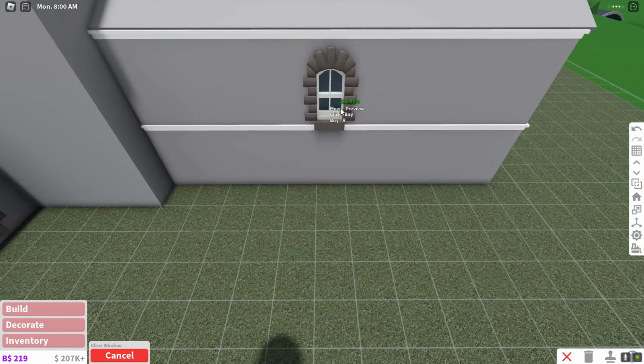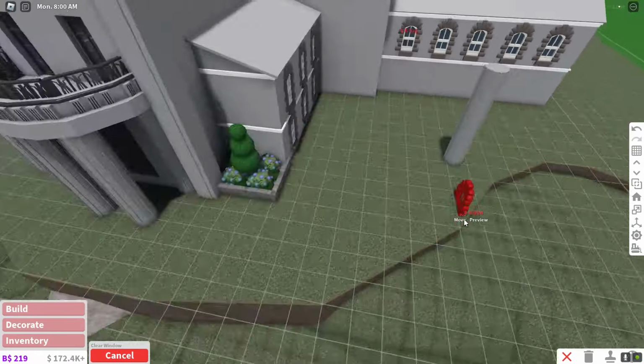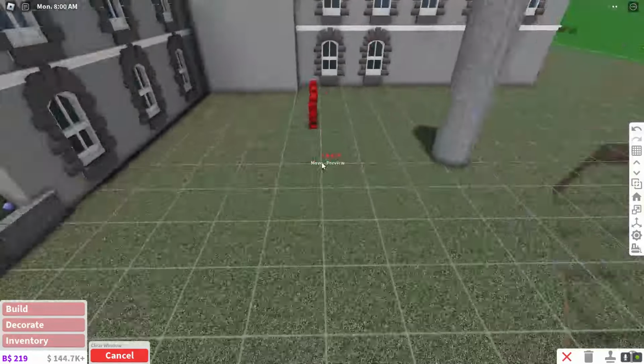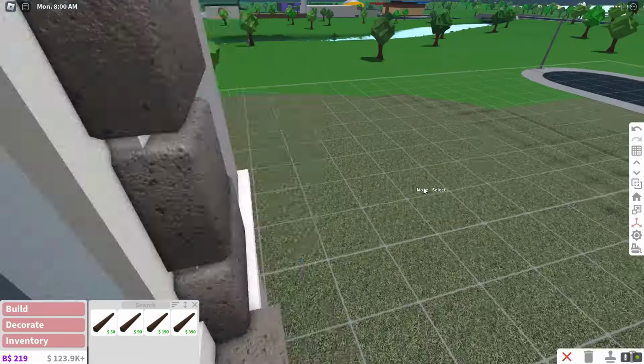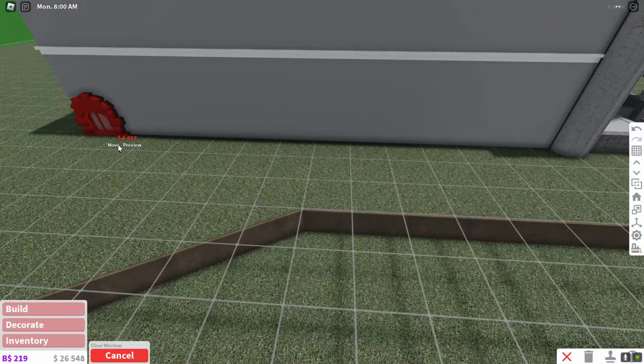So make sure to do that, just like a little tip from me. So yeah, I just copy pasted it around the building. Yeah, I ran out of money like twice just during these windows. But you know, it's for the video guys, it's for YouTube, it's for you guys. But imagine having to do every single window individually.